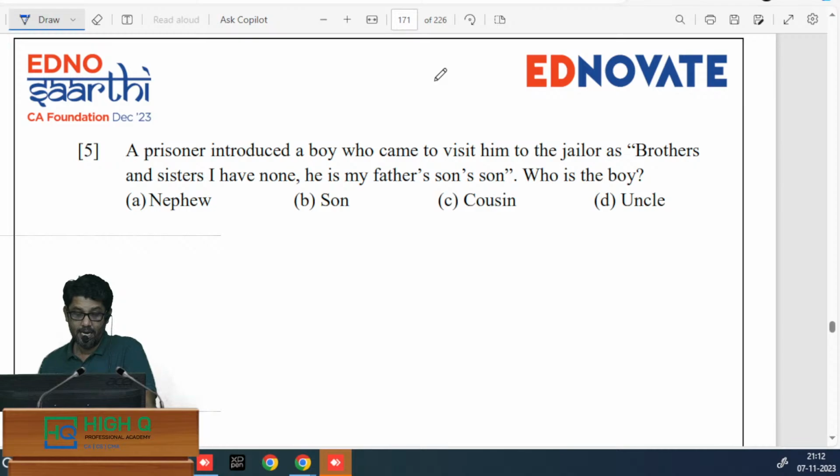A prisoner introduced a boy who came to visit him to the jailer: brothers and sisters I have none. That means I'm the only child of my parents. He is my father's son's son. Who is that boy? He is my father's son's son. So he is my son only.